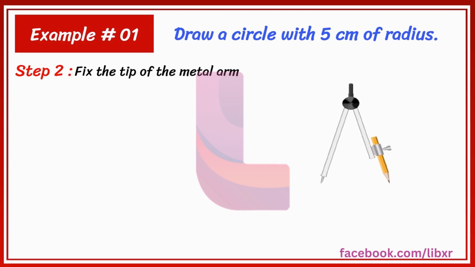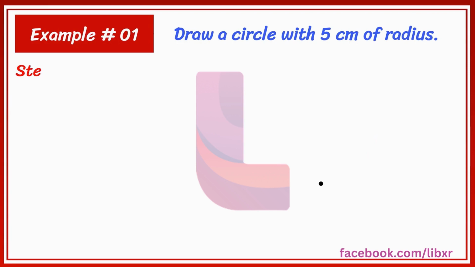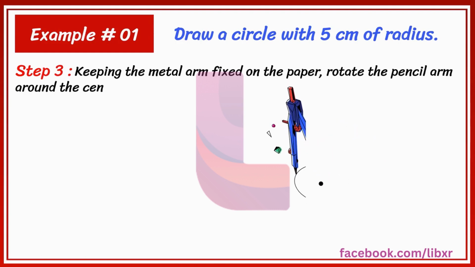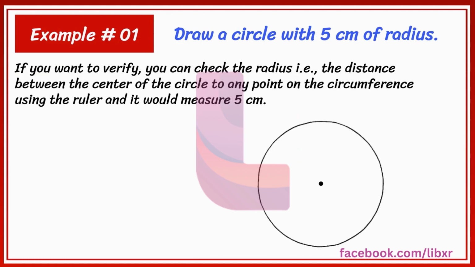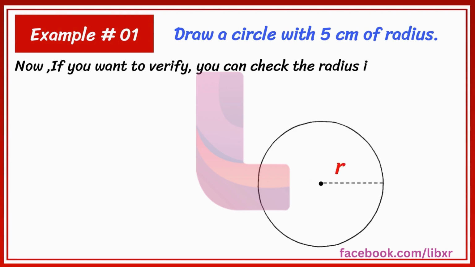Fix the tip of the metal arm of the compass on the paper where you want the center of the circle to be. Step 3. Keeping the metal arm fixed on the paper, rotate the pencil's arm around the center, drawing the circle. The circle is ready. Now, if you want to verify, you can check the radius.